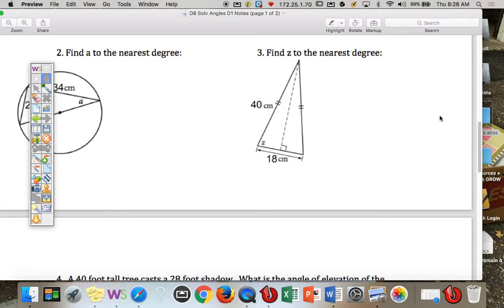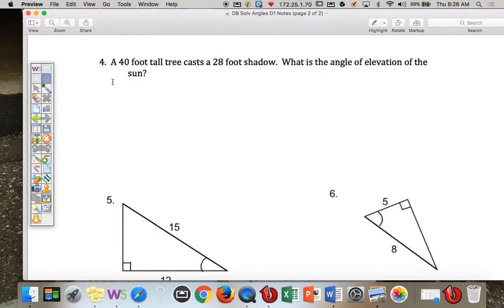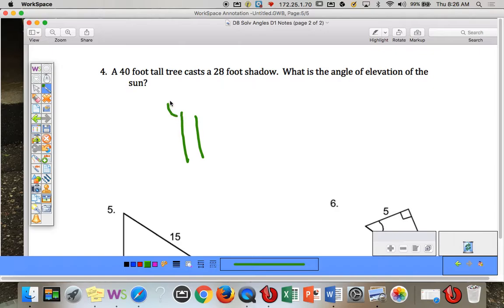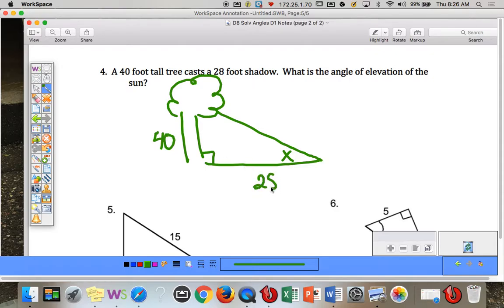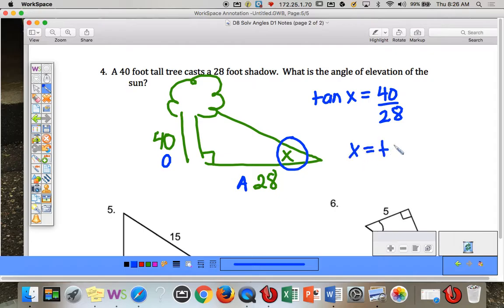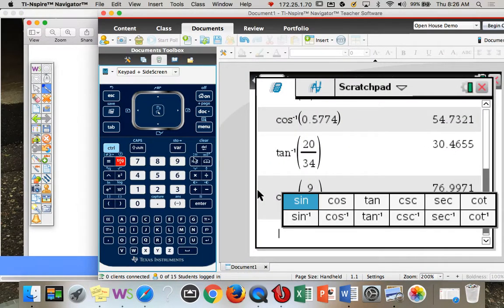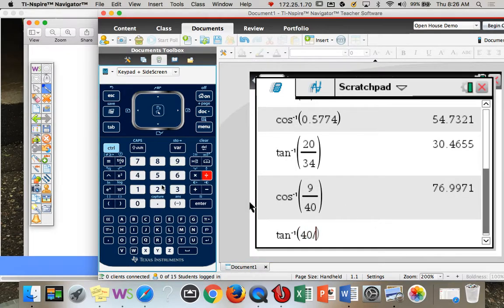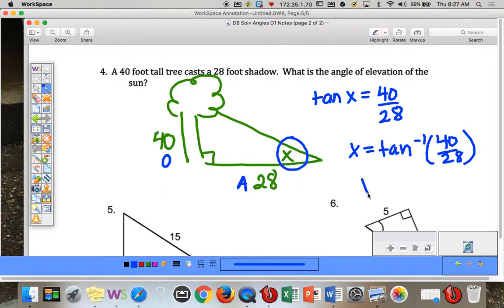Let's try a few more. So again, we're going to look at the triangle, start with the angle. So we have to draw the picture. A 40-foot tall tree casts a 28-foot shadow. What is the angle of elevation to the sun? Okay, so here's our tree right here. Here's the shadow. We want this angle right here called X. Start with our angle. We have the opposite side. We have the adjacent side. So again, it's tangent. Tangent of X equals opposite over adjacent. X equals the tangent inverse of 40 over 28. Type that in. Tangent inverse of 40 over 28. And we get 55 degrees.